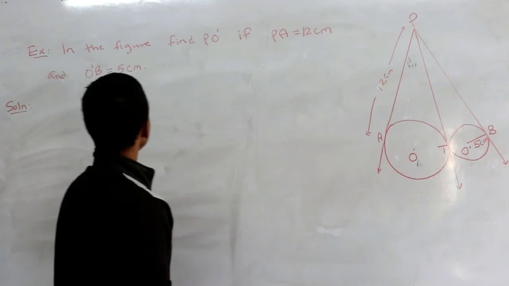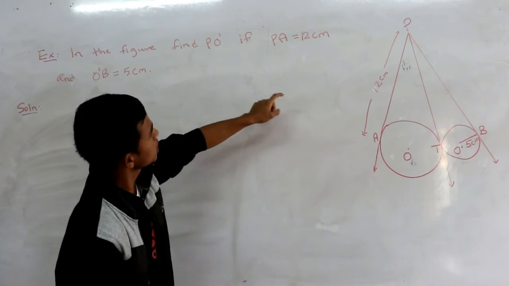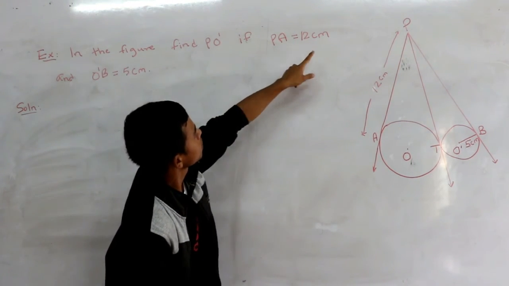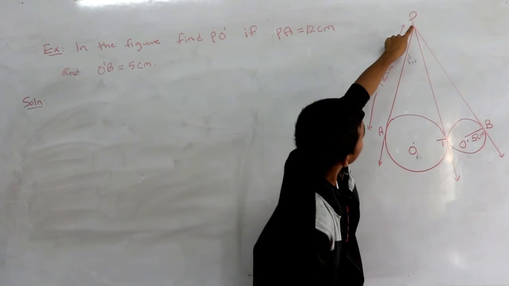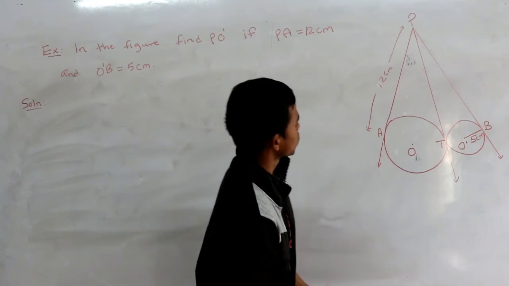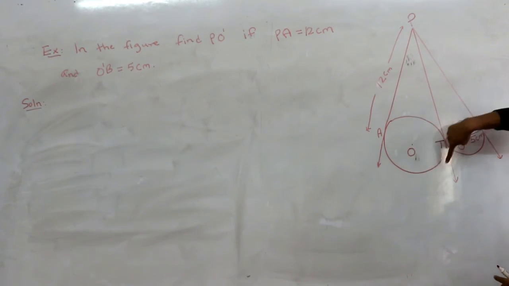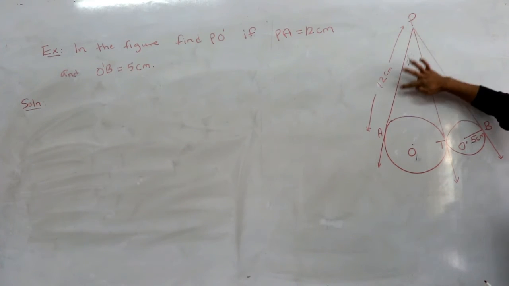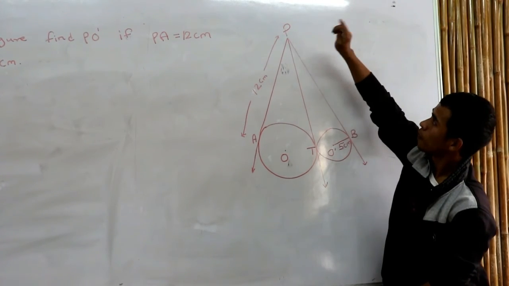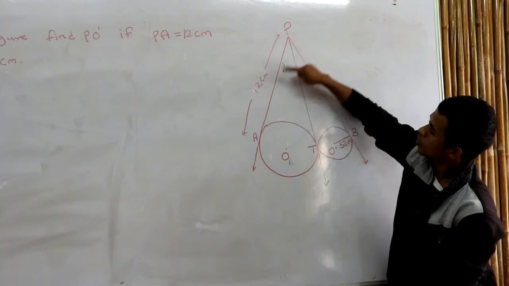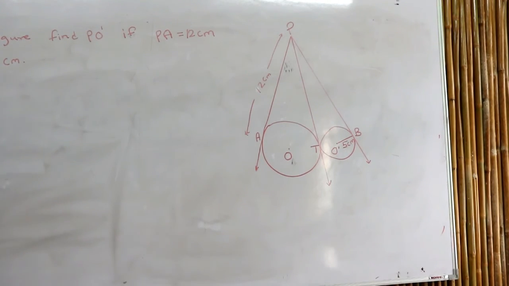Let us do one problem from this chapter. So here in the figure we have to find PO dash if PA is 12 cm and O dash B is 5 cm. So we have to find PO dash. If we have a look only at this bigger circle, these are the tangents to this circle from this external point. So from that theorem, these two tangents will be equal in length.